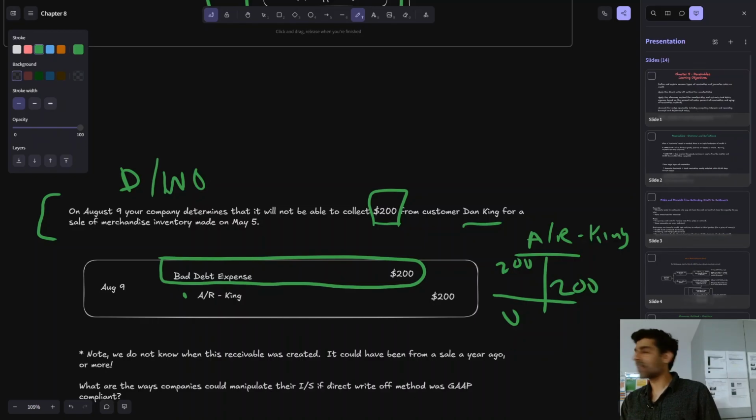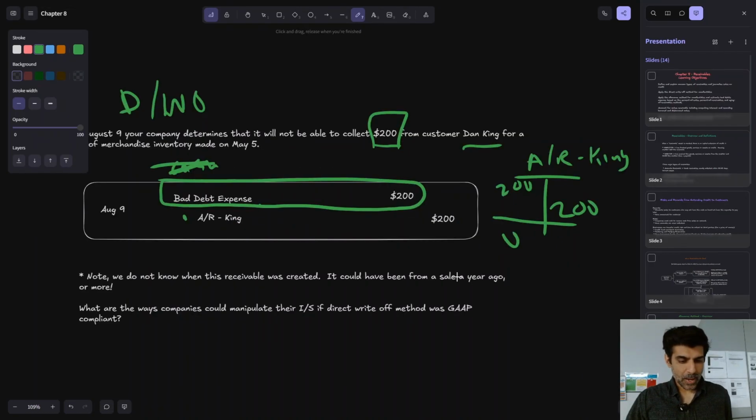And it's not like he's paying us the cash. Remember, if he paid us the cash, we would do debit cash 200, credit account receivable. But he's not paying us. So instead, we're going to take this bad debt expense. Direct write-off, why is it so simple? We know exactly how much and we know exactly who is not paying us so that we can directly go to our accounts and change them. Okay, we know exactly what to do.